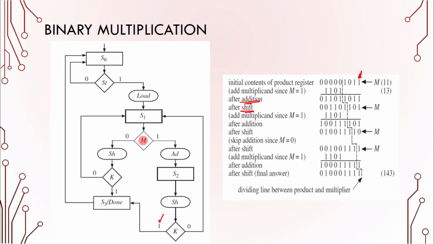And again it will check this M bit. If it is 1, this flow chart will continue its execution from this path, and if it is 0, as we have M equal to 0 here, it skips addition, it only performs shift, and after shifting it checks whether your multiplication is finished or not. If it is not finished, it will go back to S1, and if it is finished, the controller will send the done signal, and it will go back to the initial state S0.